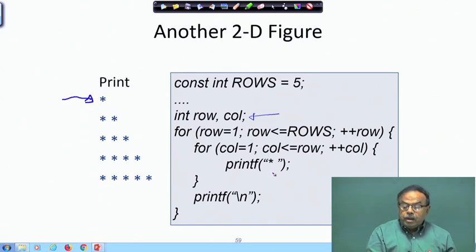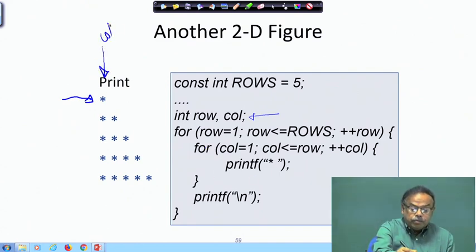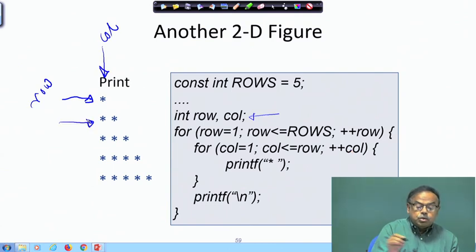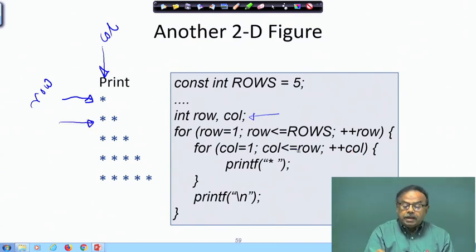So, I will do printf, now the value of row becomes 2 as I increment, but then the column, this is the column, this is row, the column will be less than row because row has become 2 now, it is pointing to this row. So, column being less than that, I will come out of the first row. Okay. Second row, what will happen? Column will start from 1 and row is 2.